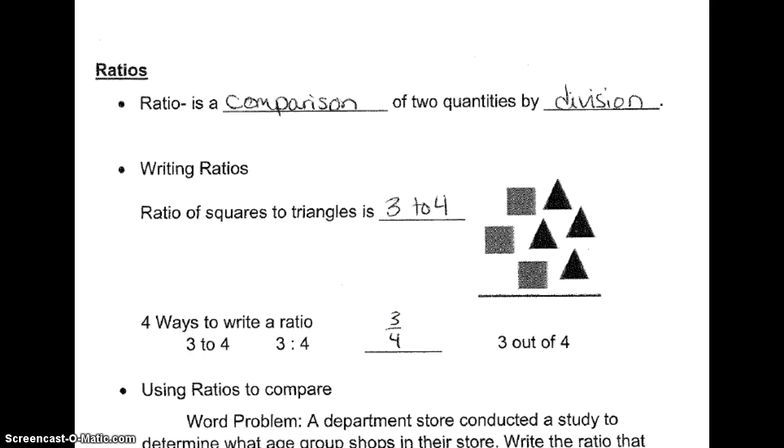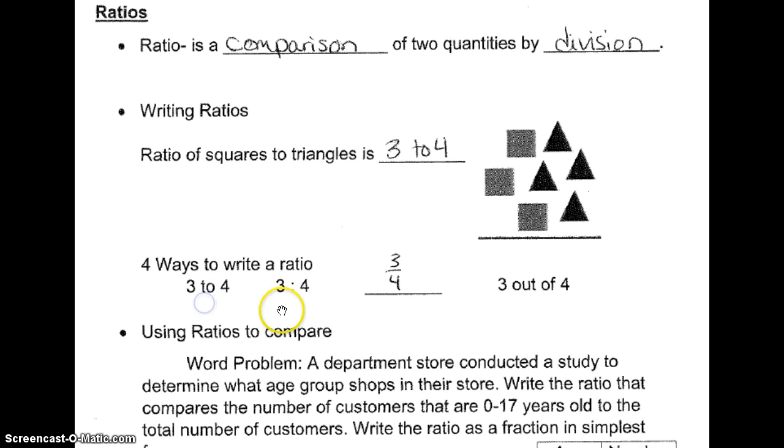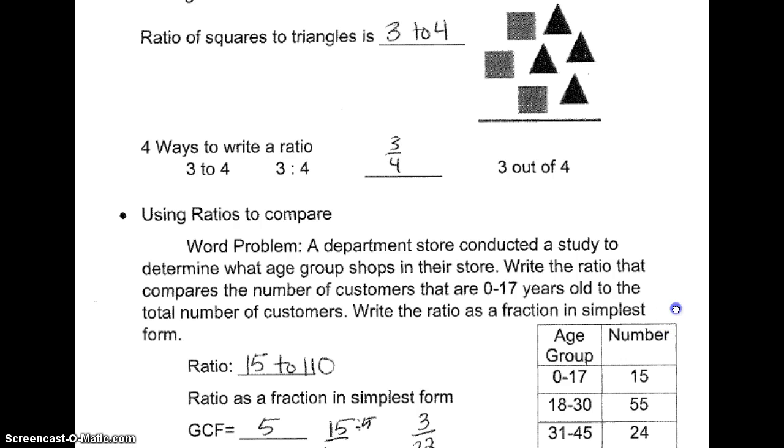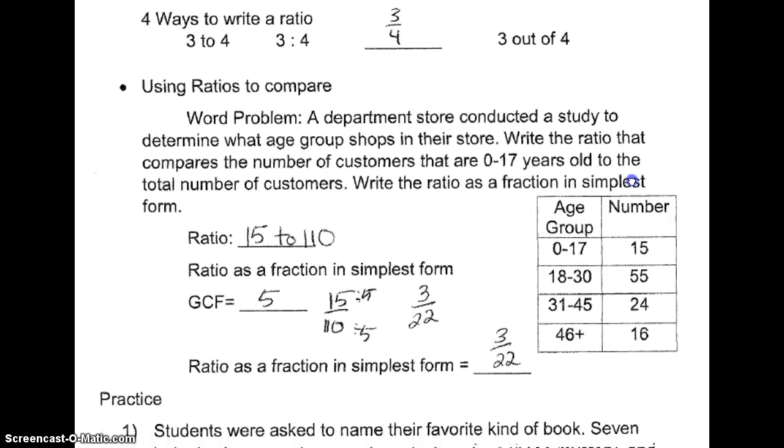There's 4 ways to write a ratio. You can write a ratio using the word "to" in between the numbers, a colon in between the two numbers. You can write it as a fraction, or you can use the words "out of" to compare the numbers. We use ratios to compare.